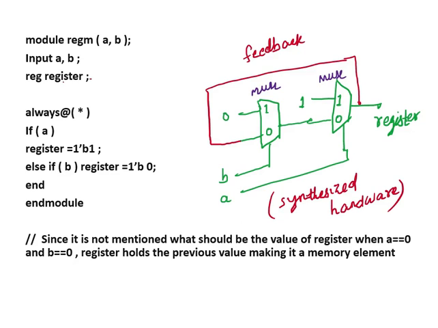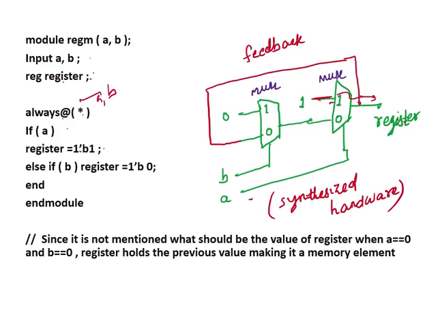Now the reg example: always @(*), which means it is not sequential; it is a triggering signal on a and b. If a equal to 1, then reg equal to 1, so this will be assigned and reg will get the value 1.